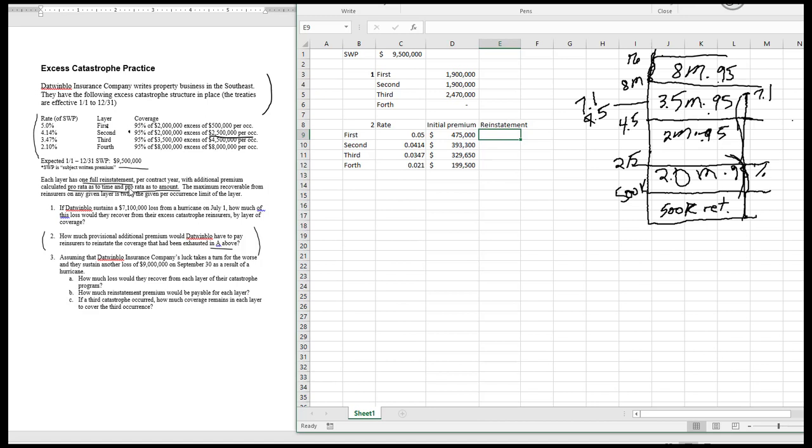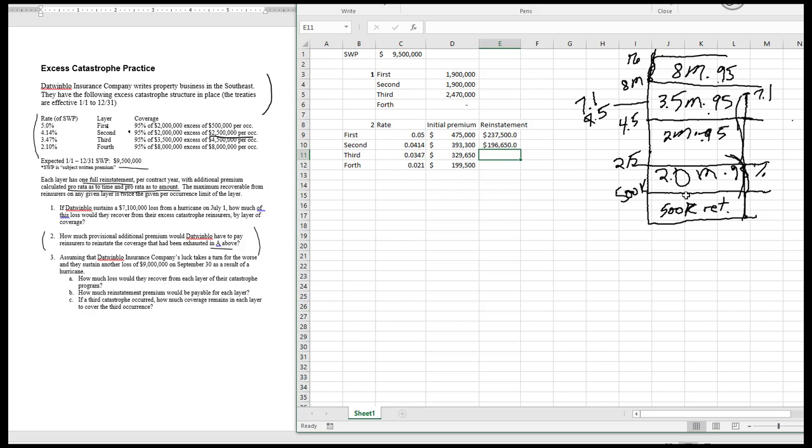Pro rata as to amount means that we only charge for the portion of the reinsurance that we used. Well, in this first layer, we used 100% of the layer. So we simply multiply the initial premium times 0.5, which makes it pro rata as to time, the 50%, and then times 1 because we used the entire layer. In the second layer, again, we multiply the initial premium times 0.5. We use the entire layer, so we have to reinstate the whole layer 100%, so times 1.